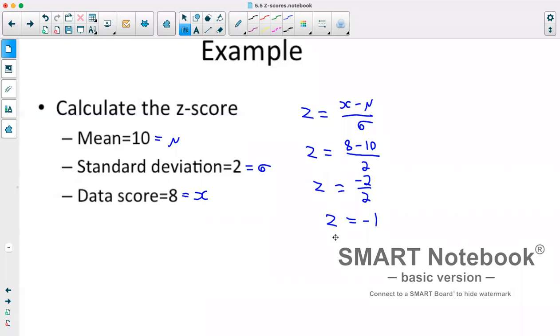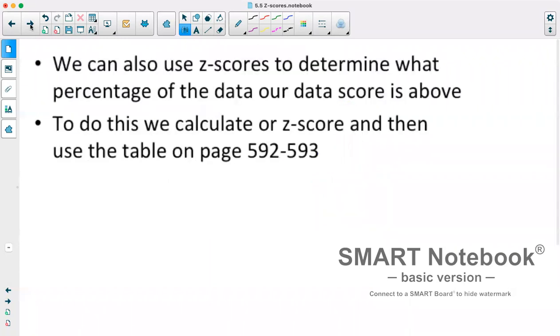Now, in a previous section, we talked about the bell curve and what percentage of the data was in each section. So if our Z-score works out as exactly 1, 2, or 3 standard deviations, we can use that to figure out what percentage of the data it is greater than or less than. If it's not, we can use a Z-score table, and there's one located on pages 592 and 593 of our textbook. We can use it to determine exactly what percentage of the data is less than our value and what percentage is greater.